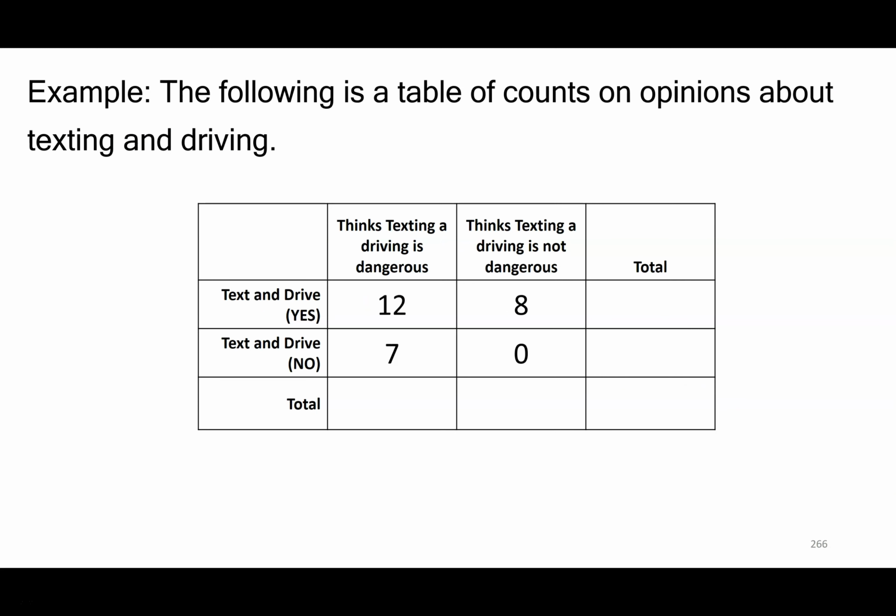So here's an example, just a short little one. We have the following table of counts on opinions of texting and driving. Two questions were asked. First, we hopefully randomize the order of the two questions. We asked folks if they ever text and drive, and they either said yes or no. And then we also asked the people if they think that texting while driving is dangerous, and they said yes or no. So, like here, 12 people that say they text and drive think that texting and driving is dangerous, versus 8 of the people that text and drive said they don't think it's dangerous. And you can go through and find these totals. So 20, that's 7. So it should be 27 both ways. Yeah. So there we go.